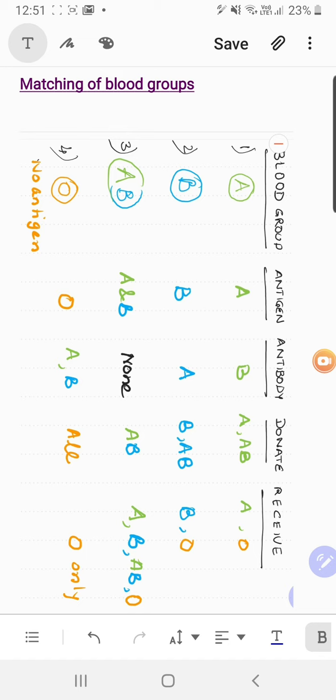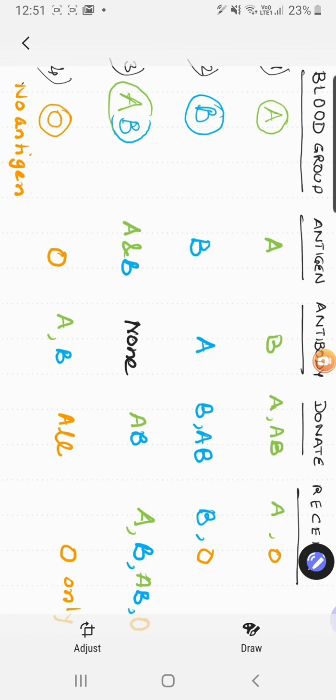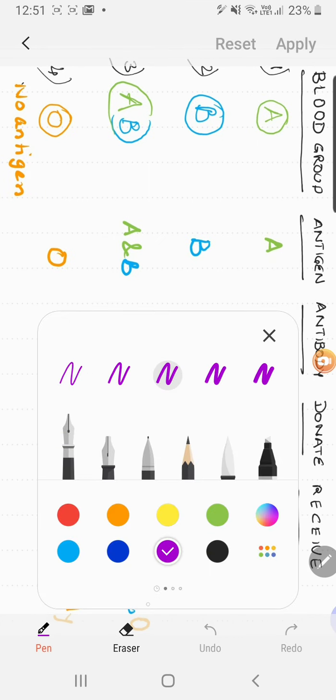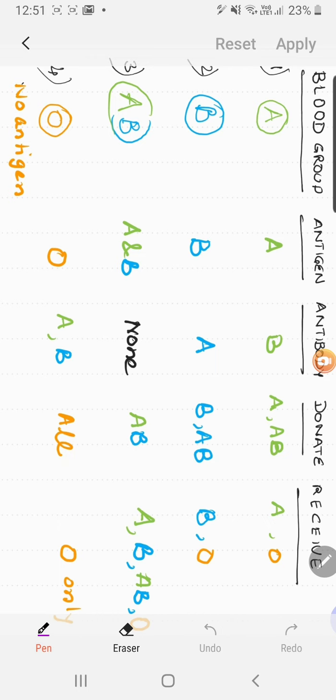Right, children? Let us see what the compatible blood groups are, and you have to look at this picture now, and I have to select a color here. My favorite is purple. Okay, so just see that I have made a chart here.